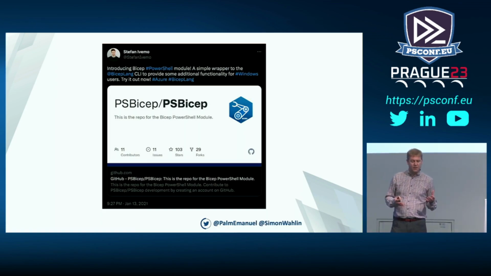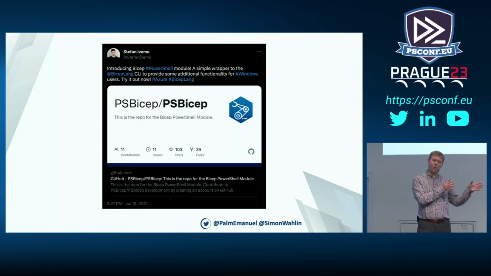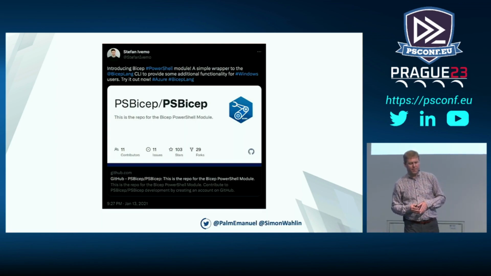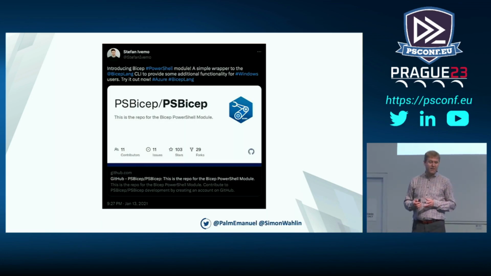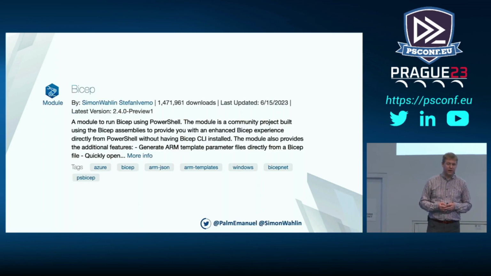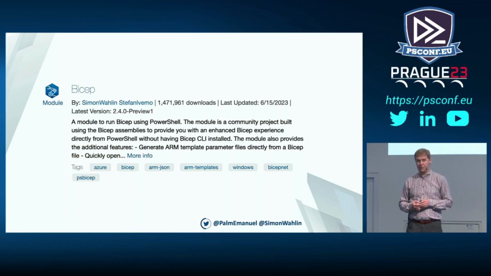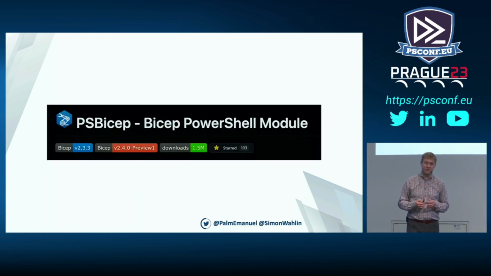And 6 months after the initial release of Bicep, Stefan released a PowerShell module called PS Bicep. The actual module on PowerShell Gallery is called Bicep, but the GitHub organization and repository is called PS Bicep. So Stefan released that module 6 months after the first version of Bicep. And today, roughly 2 years later, we are just shy of 1.5 million downloads on that module. And we've also managed to gather 103 stars on GitHub. So we are super happy about that.